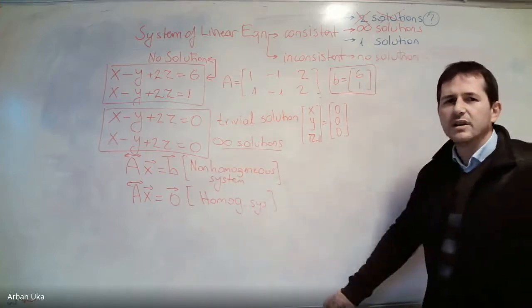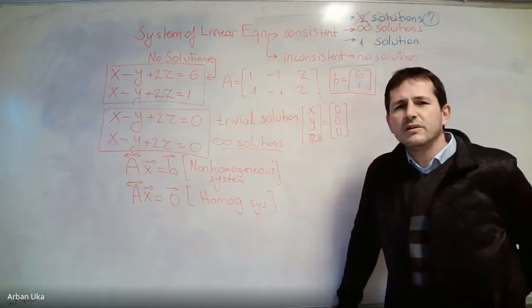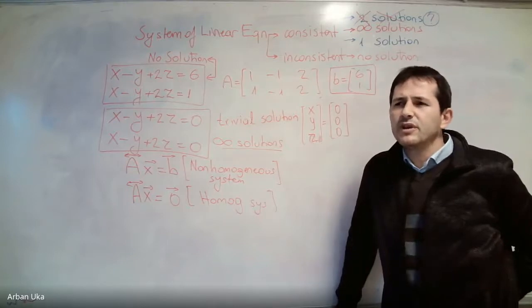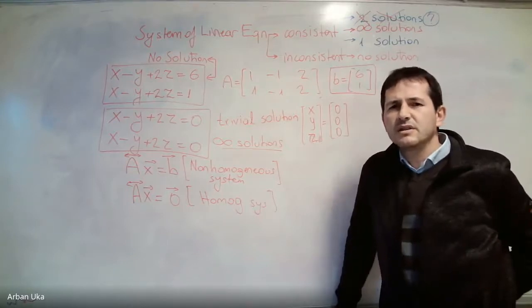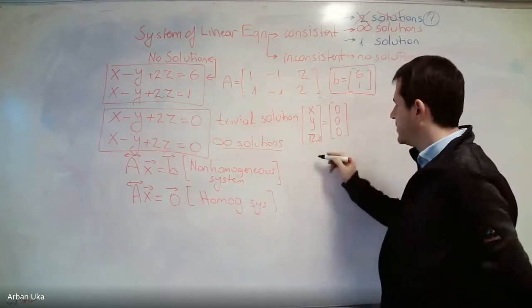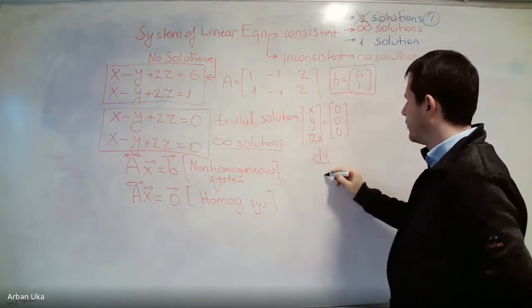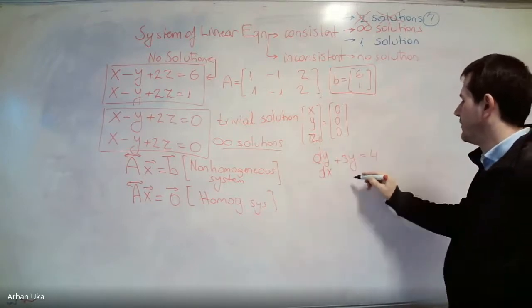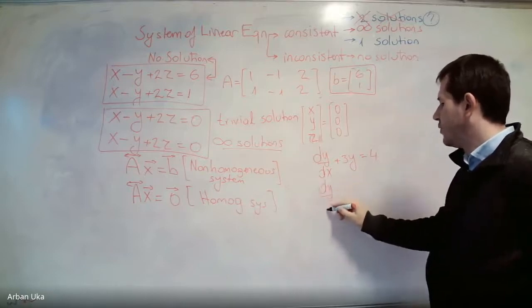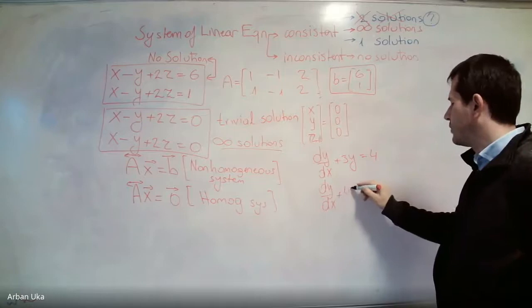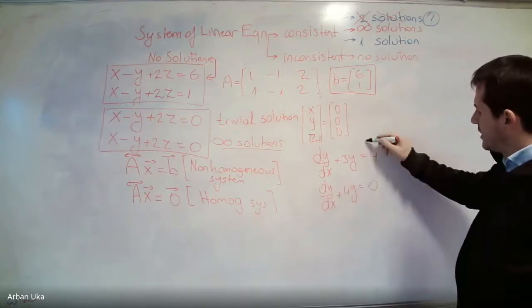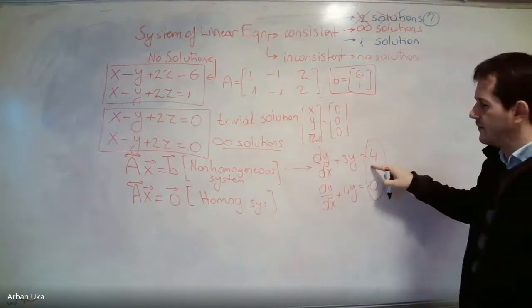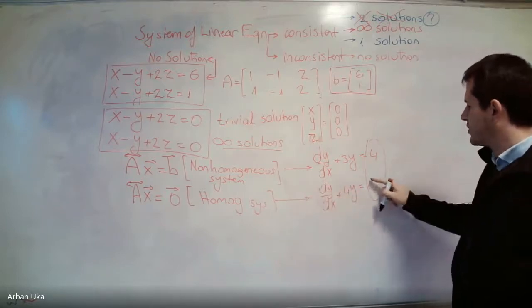Now, the same terminology, we find it also in differential equations. You have not done differential equations yet. You will in the second semester. But in differential equations, you have this terminology that you see in calculus, it's going to be something like this. dy over dx plus 3y, this is equal to 4. And then we have dy over dx plus 4y, this is equal to 0. Now, this equation is called non-homogeneous because you have this term. And this equation is homogeneous because this is equal to 0.